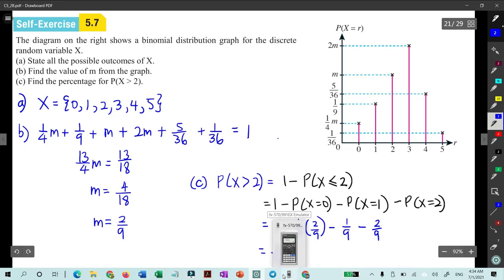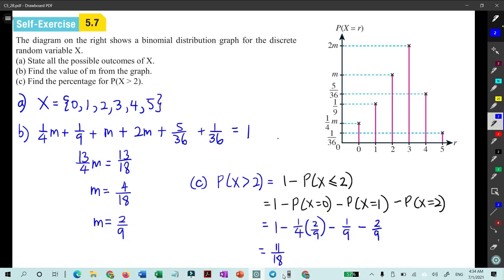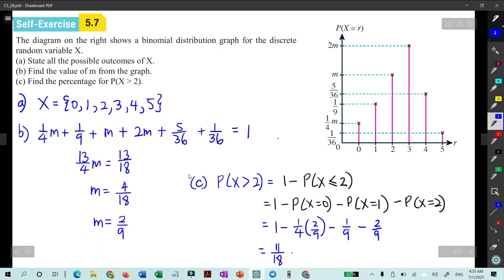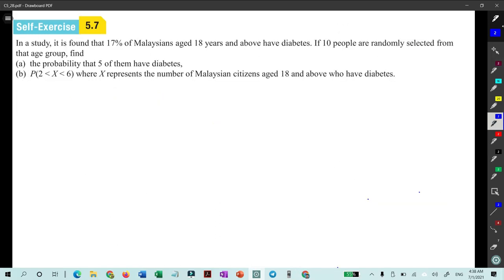Okay, but the question asked you to give the answer in percentage. So let's multiply this with 100 and I get 61.11%. Okay, let's look at question number 6.